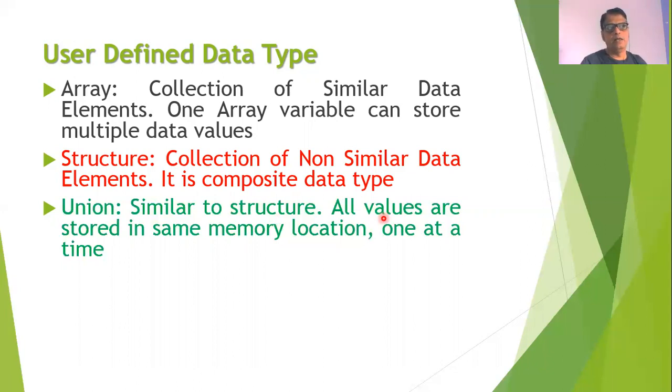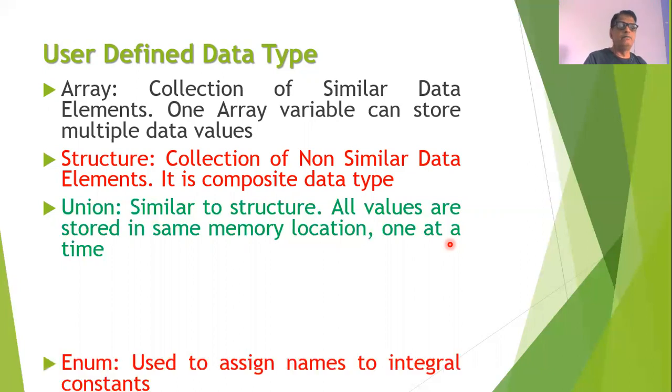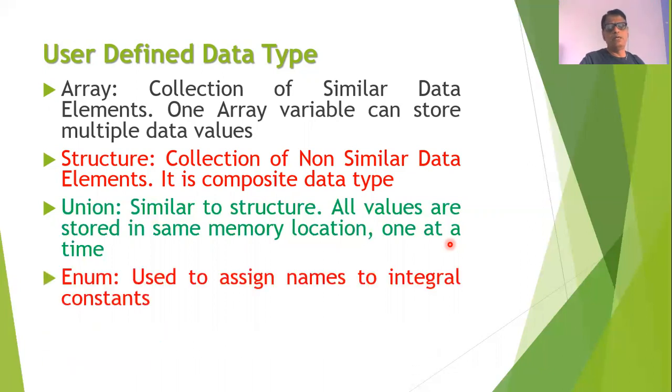Say, for example, if you have 3 values, then the value which requires the highest memory will be the size of the union, and one value will be stored at a time. So memory optimization can be achieved by using union. Apart from this, there is another user-defined data type called enum or enumeration.